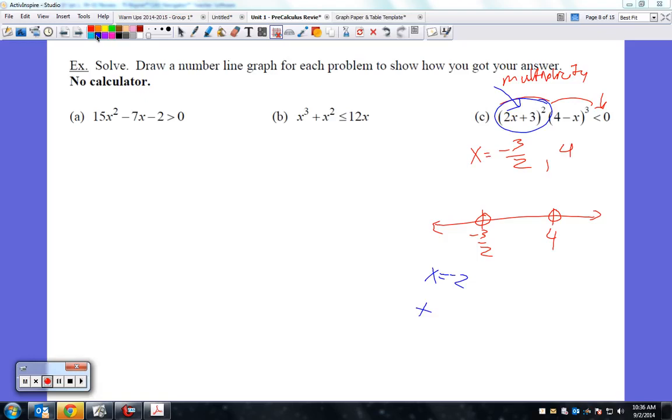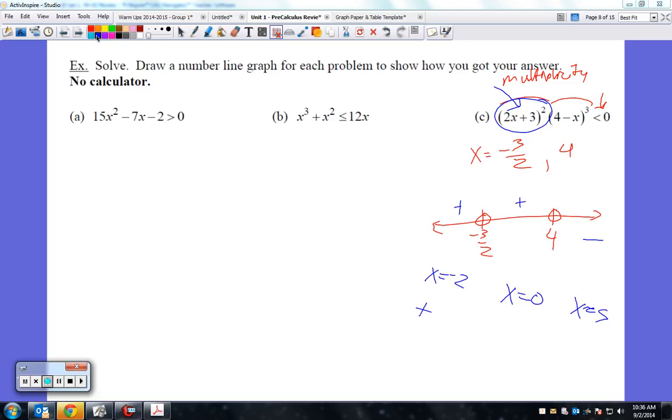positive. Your next x is equal to would probably be 0, right? Yeah, would that be safe to say? What would your sign be? Positive. Don't think that they're going to alternate. So there's positive and positive. And the last one, we could say x is equal to 5. And what's the sign?